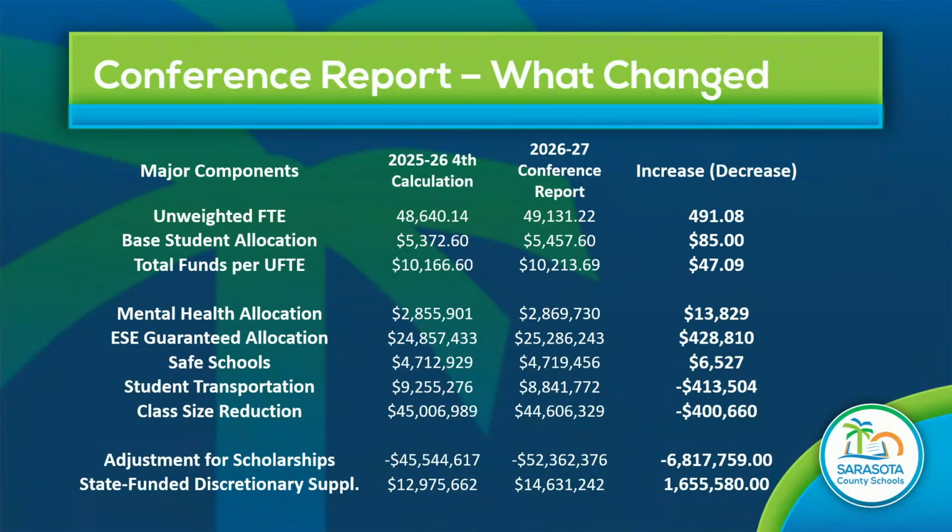pretty much remained flat. We saw about a $400,000 decrease in student transportation, as well as a $400,000 decrease in class size adjustments. When we look at the adjustments for the FES scholarship, we are moving from $45 million to over $52 million. So that is close to a $7 million increase. But the state-funded discretionary supplement, which is used to offset some of that, was at 1.6. So you're still looking at about a $5.2 million impact going into this year due to the Florida Empowerment Scholarship.